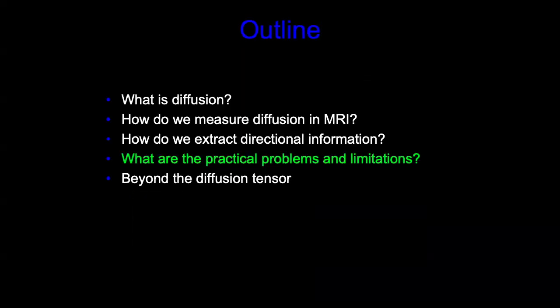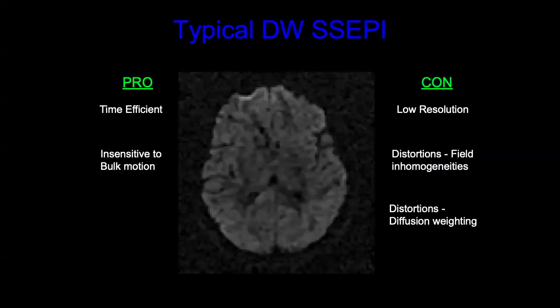Okay, so now we're going to take a little sidestep and talk about the practical problems and limitations of doing diffusion imaging. So now you're all excited, you want to go do some diffusion imaging, and it's easy to sit down at the scanner and collect diffusion data, but like fMRI, it's no easy task to successfully carry out a good diffusion study. So let's talk a little bit about that.